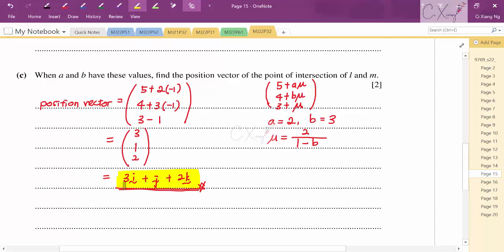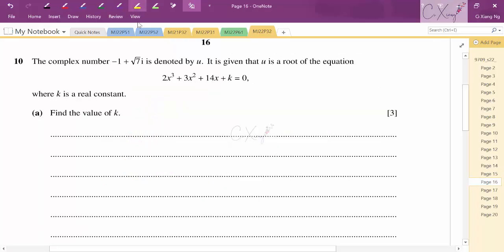All right, so here we ended our chapter 9. Our question, okay, so question number 10. U is a complex number, so this is a complex number denoted by U. Then U is the root of the equation. So this is the equation, and we know that U is the root. So that means we substitute this value into the equation, we should get the correct equation. It is equal to 0 on the right. Okay, so find the value of k.